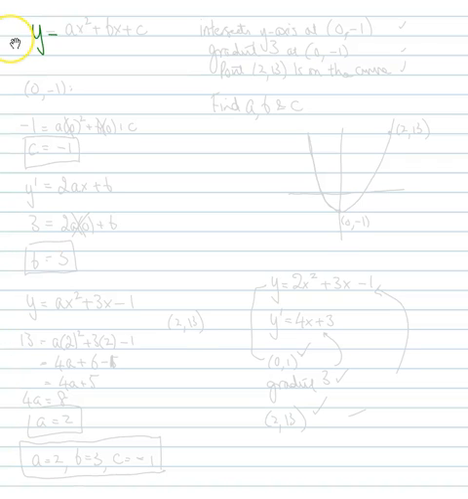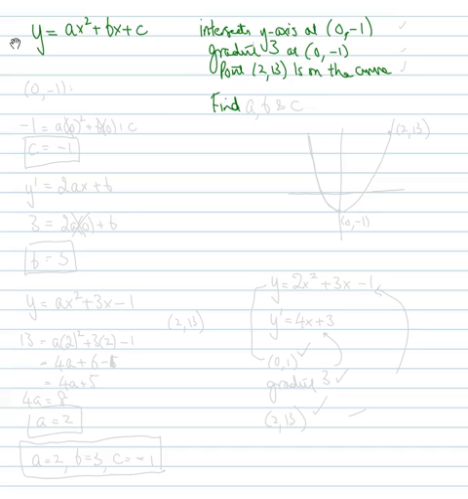Okay, so we've got a function y equals ax squared plus bx plus c, and we're told that it intersects the y-axis at (0, -1). There's a gradient of 3 at the same point, (0, -1), and we're told that the point (2, 13) is on the curve. What we have to do is find a, b, and c. If you'd like to have a go at that now, go ahead.